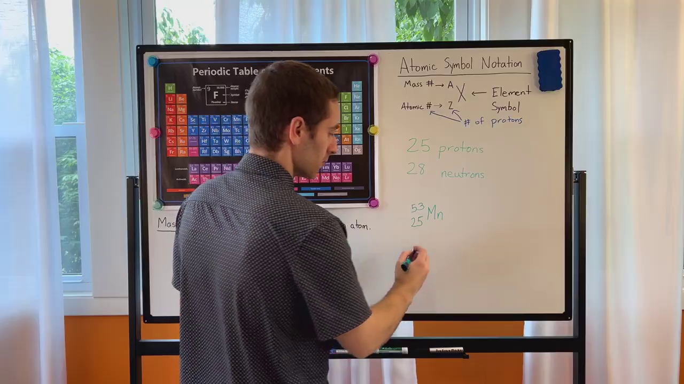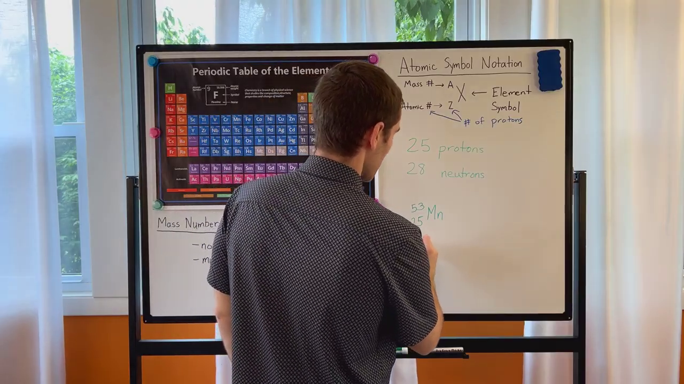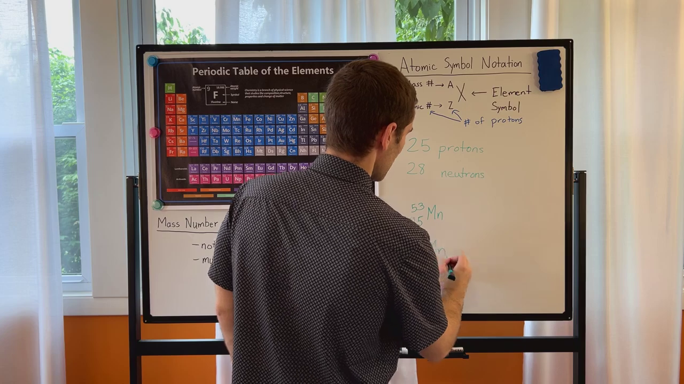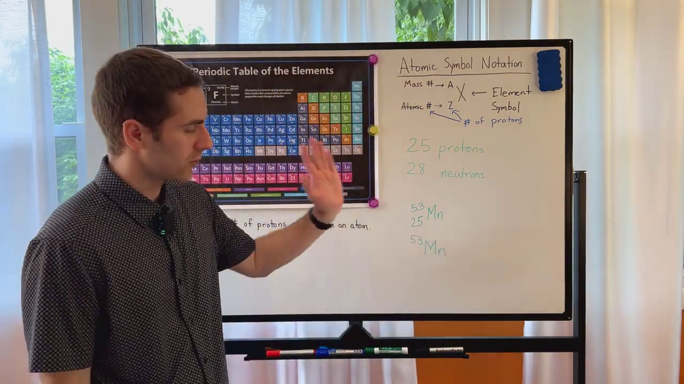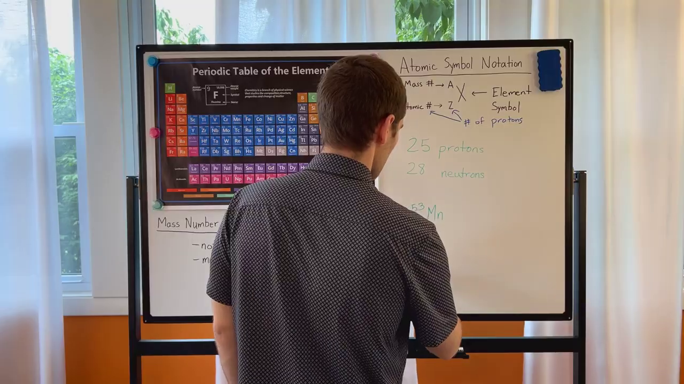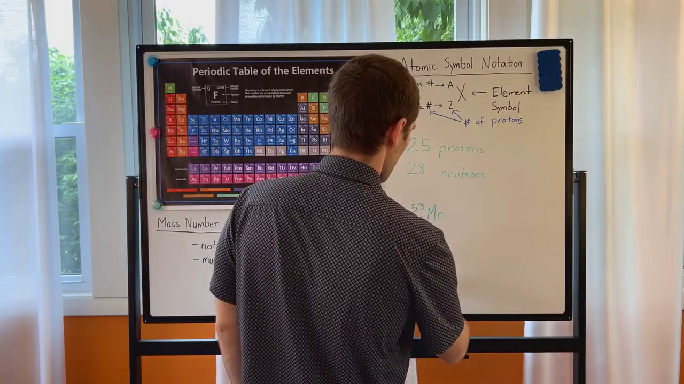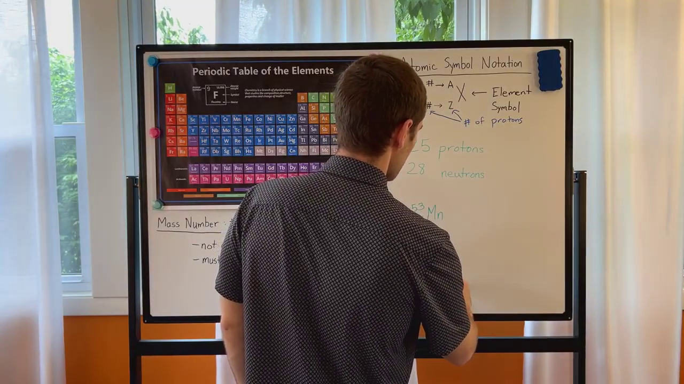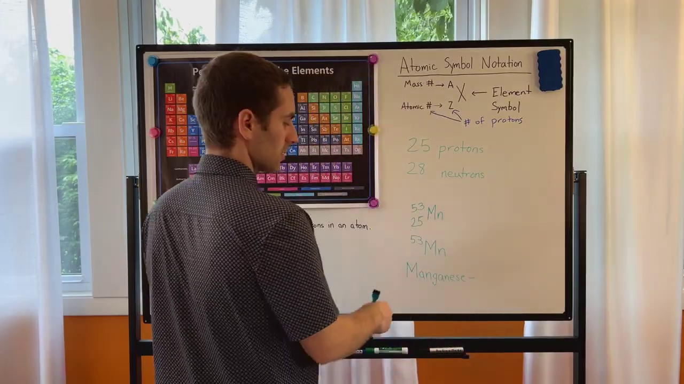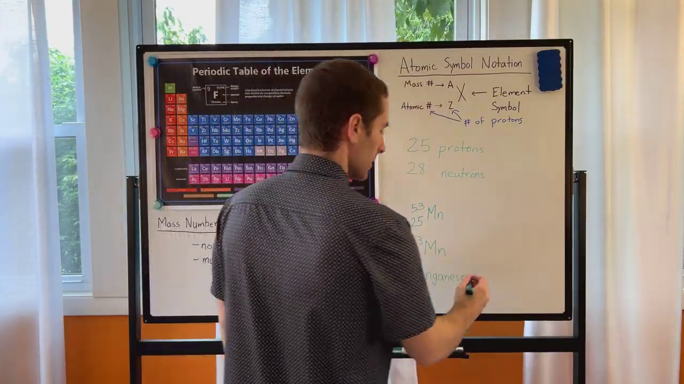Of course, I could also write that two other ways, like we just talked about. I could write it like that, with just omitting the atomic number, and then I could write this third way where I write the full name, manganese, and then dash the mass number, 53.